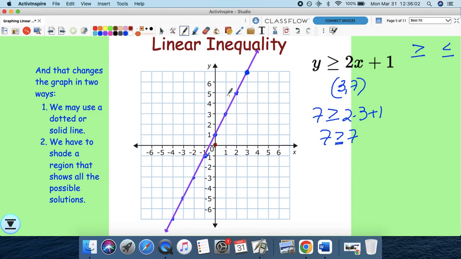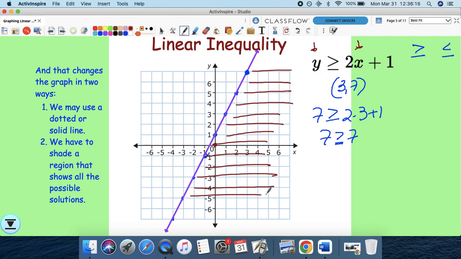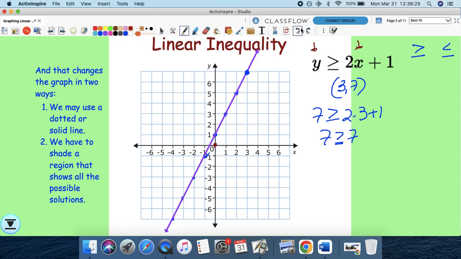So (0, 0) is below the purple line, right? So if I plug (0, 0) in here, and it makes that inequality true, then I'm going to shade this region here, because that's going to tell me that every point in this region makes that inequality true. If it doesn't work, then I'm going to shade the opposite side. Okay. So let's try the point (0, 0). Let's see if it works.